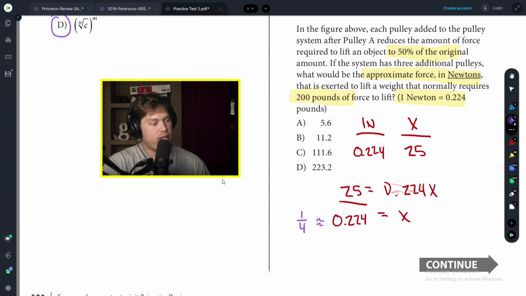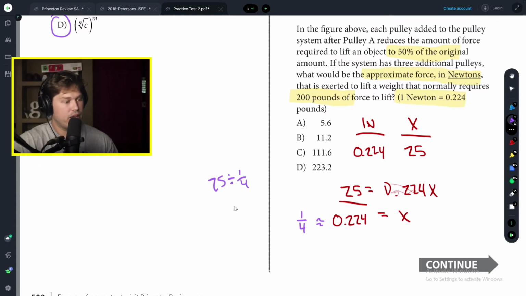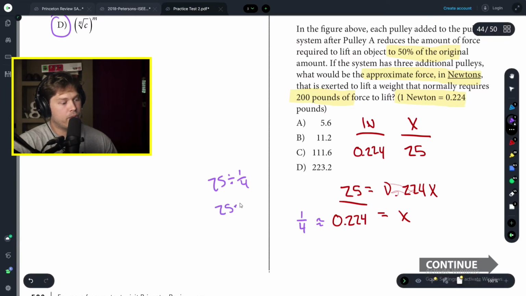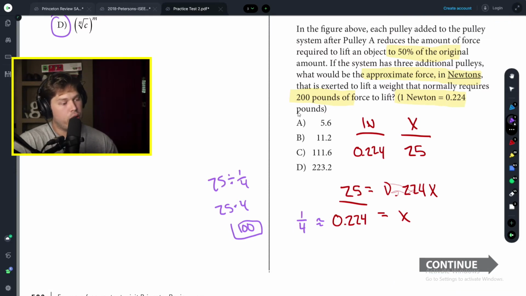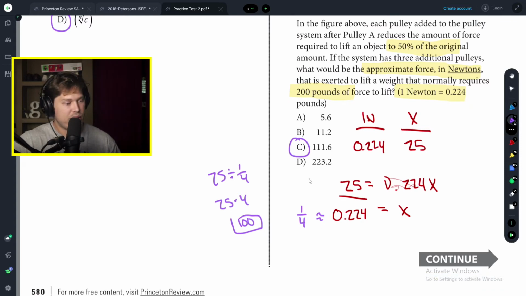And so what is 25 divided by 1/4? Well, 25 divided by 1/4 is simply 25 times 4, which is 100. So our estimate is 100, so the only answer that will make sense is choice C. So there you go.